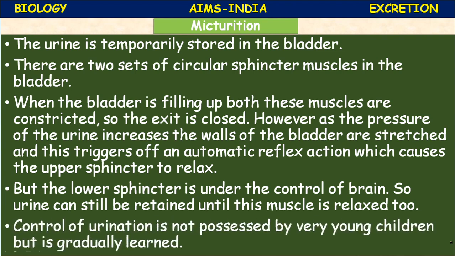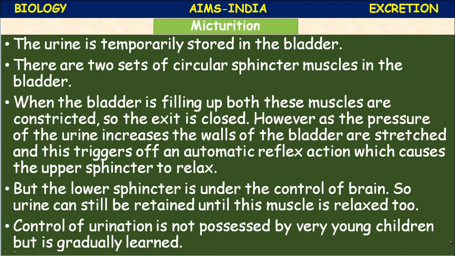so urine can still be retained until this muscle is relaxed too. Control of urination is not possessed by very young children, but it is gradually learned. Urination is a kind of reflex action in young kids, infants below 1 year, so they can't stop. The automatic reflex action causes the upper sphincter to relax and urination occurs. The process of urination is called micturition. Micturition means passing out urine.